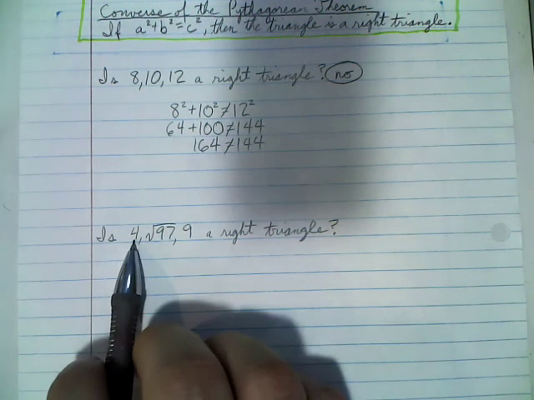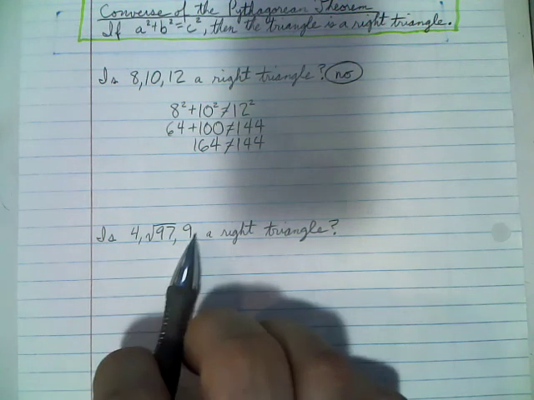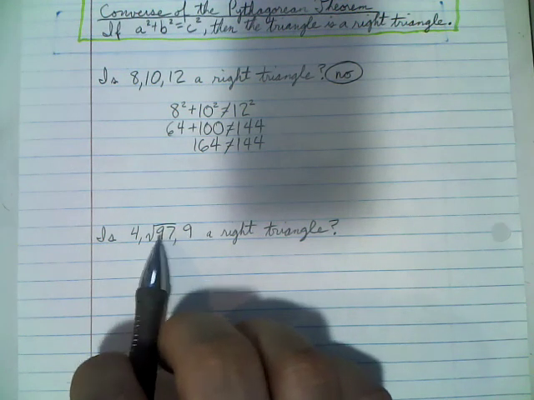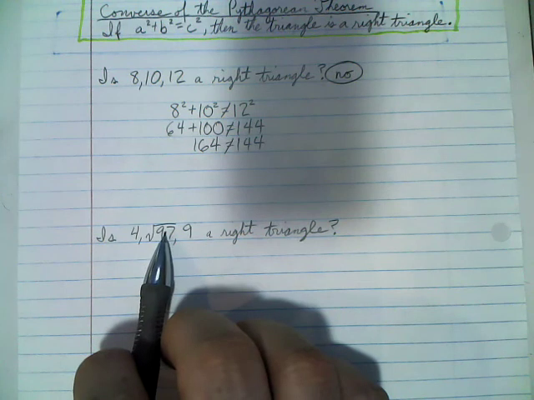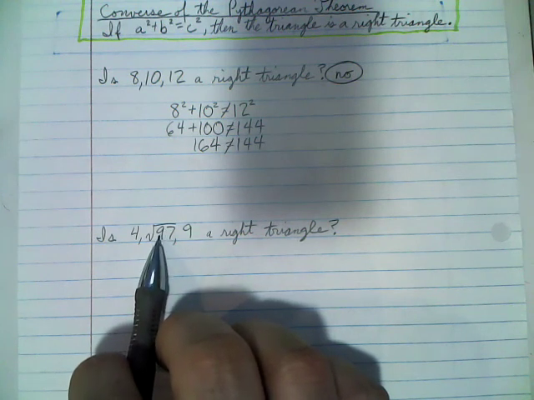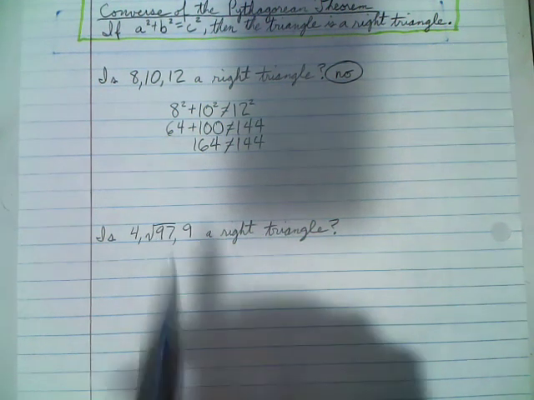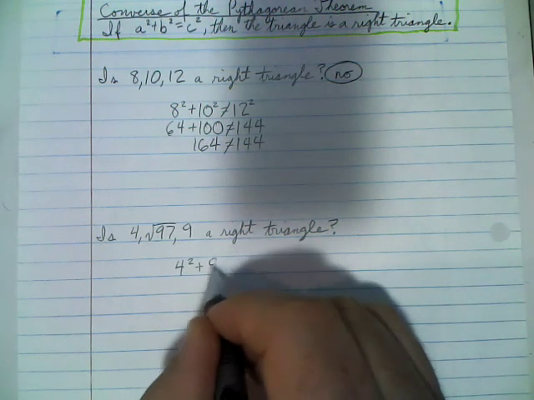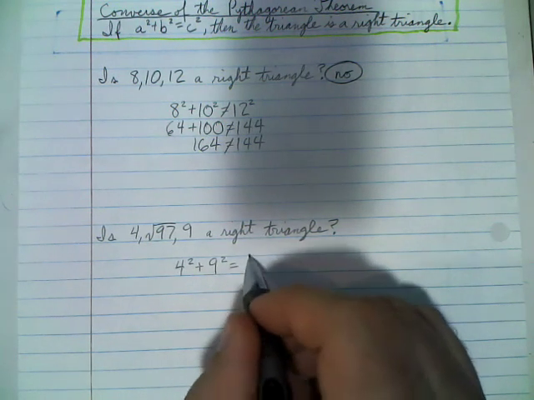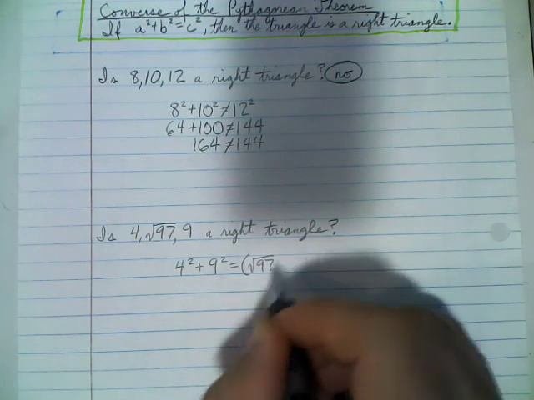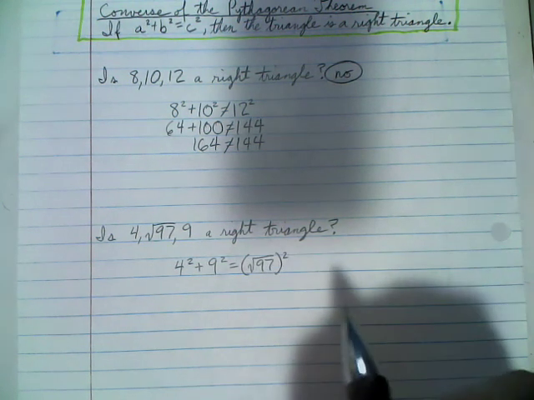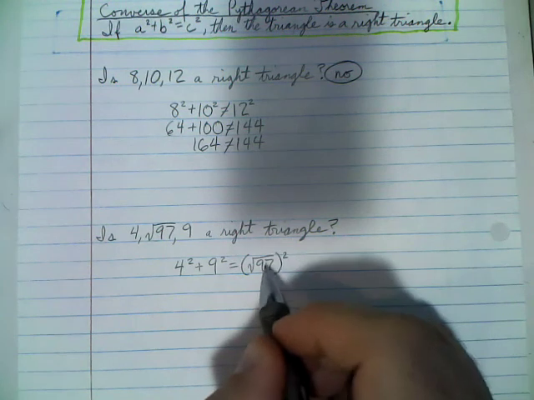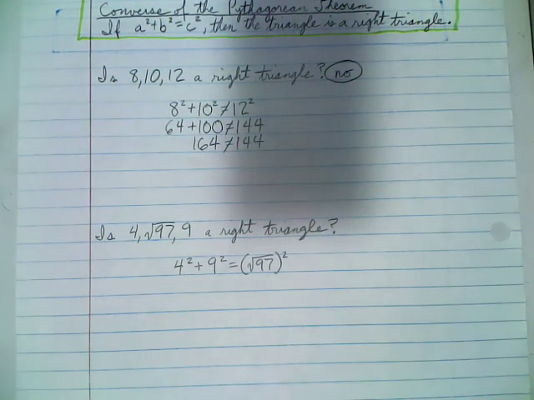So if I square 4, that's going to be 16. If I square 9, that's going to be 81. And if I square the square root of 97, that'll be 97. So actually, this is the largest. When I square it, it ends up being the biggest, which means that before I square it, it's still the biggest. So I'm going to set this up as 4 squared plus 9 squared equals the square root of 97 squared. So make sure your longest side is the one by itself.